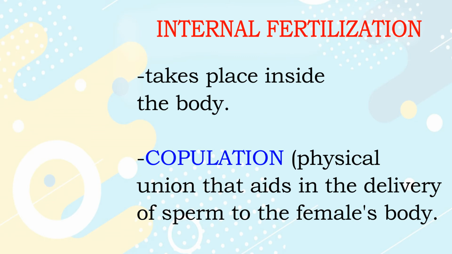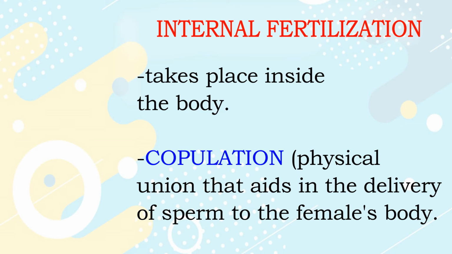On the other hand, internal fertilization is just the opposite of external fertilization. It takes place inside the body of the organism. Internal fertilization happens if there is a copulation, or sexual intercourse, or the physical union that aids in the delivery of sperm to the female's body.